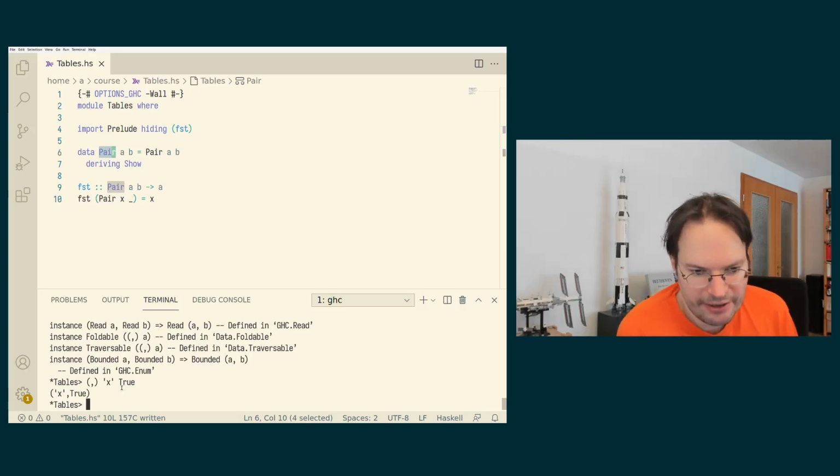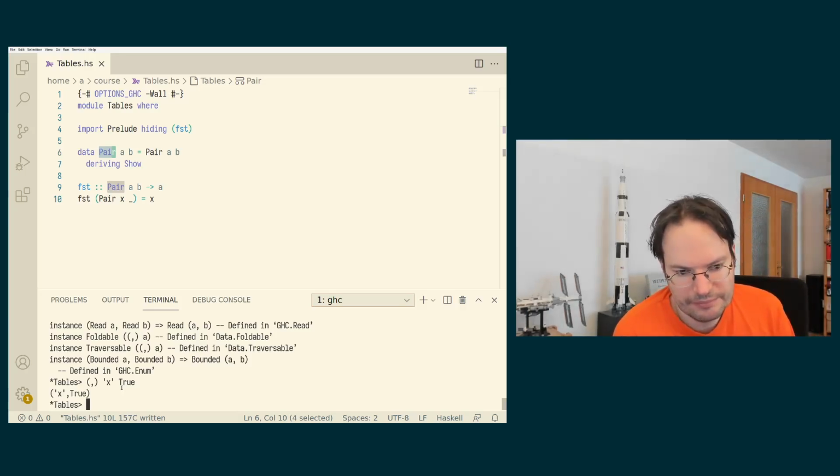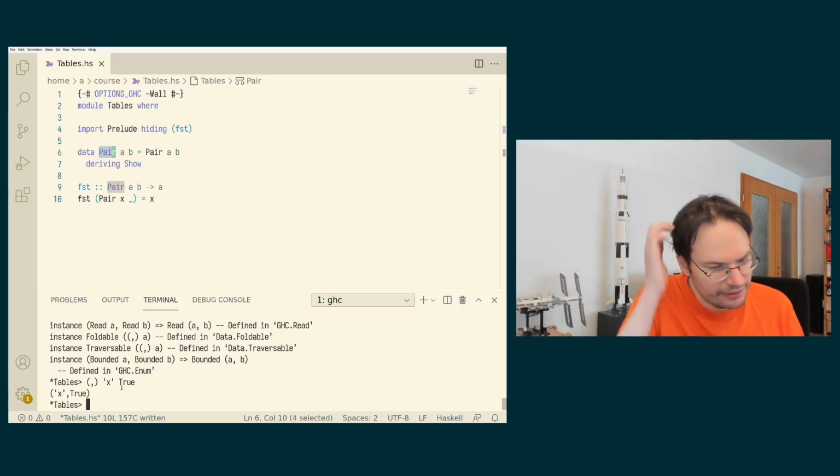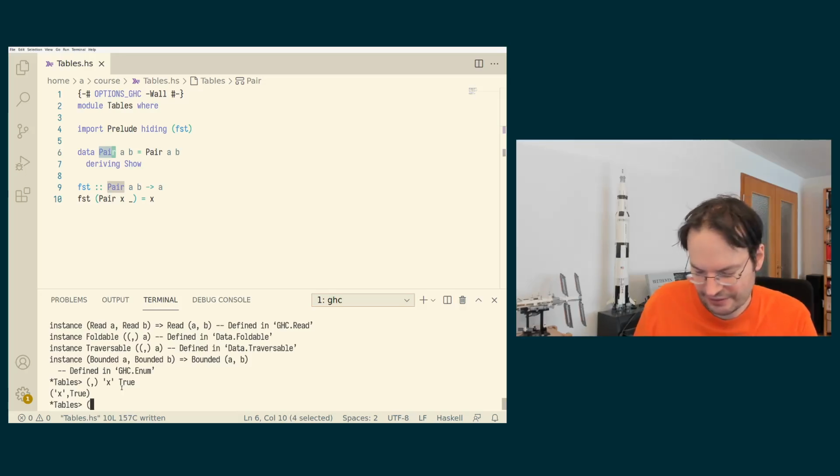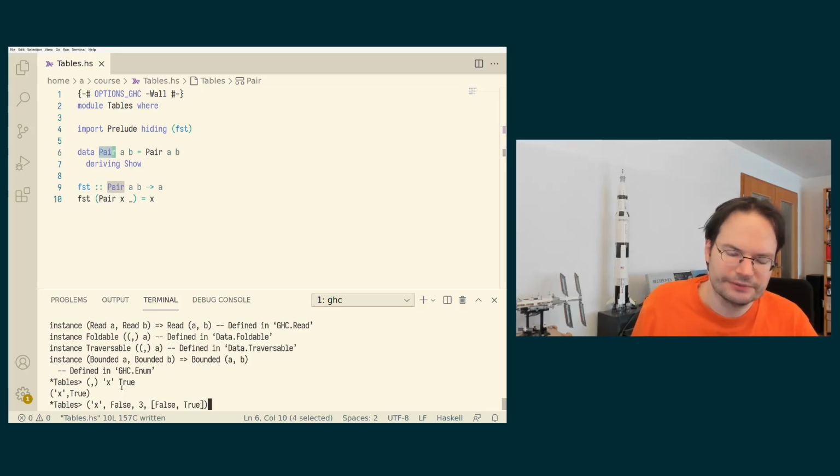Just like there are pairs, there are other tuple types in Haskell as well. So there are triples, quadruples, pentuples. So we can basically make a collection of various different things if we want. So let's pair up 4 different things, right?